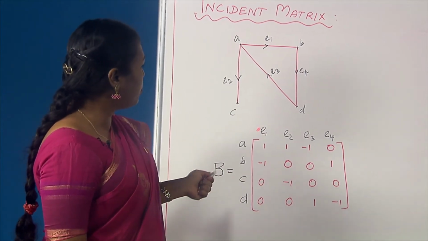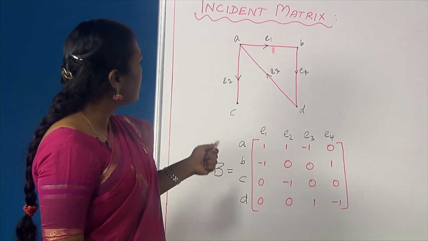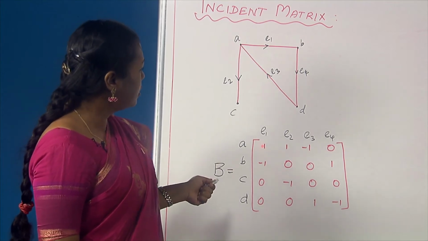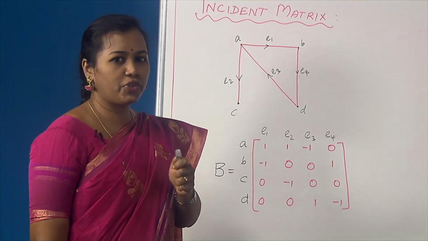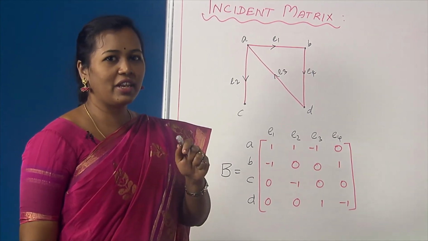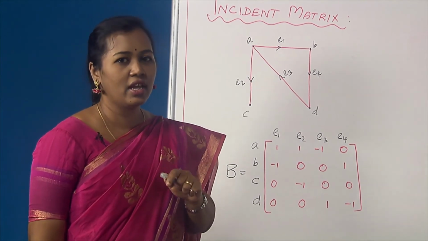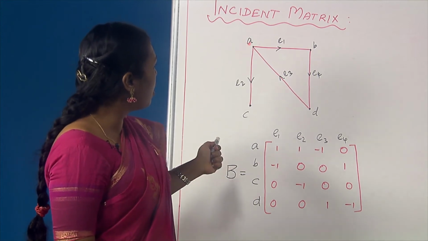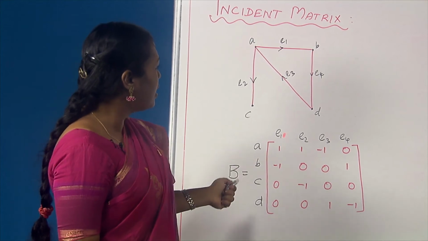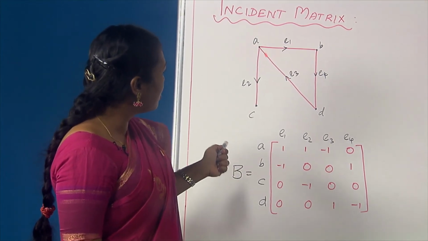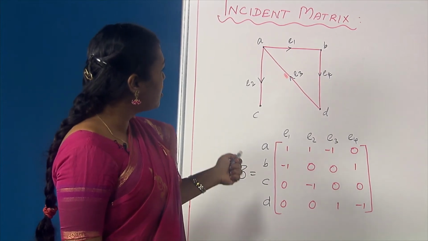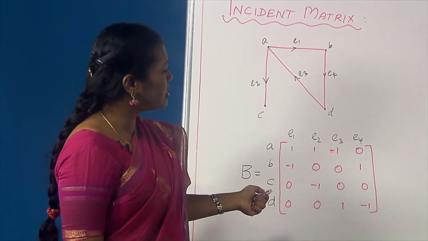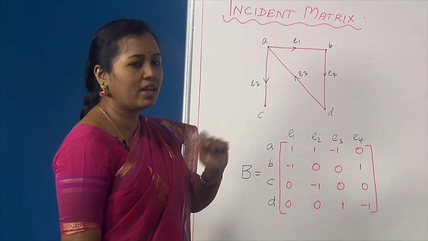Now, let us see A to E1. So, A, E1 is 1 because E1 is going outside of A into B. Likewise, we should recall the definition of in degree and out degree. In degree we use D minus, and for out degree we use D plus. So when the edge is going outside of A, it is plus 1, and if it is coming inside, see for example this edge E3, it is going inside into A, and therefore the edge E3 is marked as minus 1, in keeping with that in degree out degree notation.